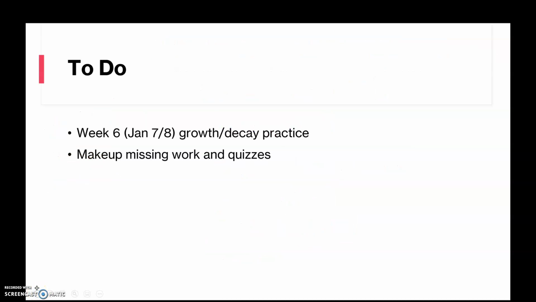So for today, I've got 2 problems for you on a handout to do some growth and decay practice with word problems. And just go back and make sure you make up any missing work and quizzes. I'm trying to not overload you here at the end of the semester. Learn a little something new, get a little practice, and then go make up some things so that we can all be in good spots.